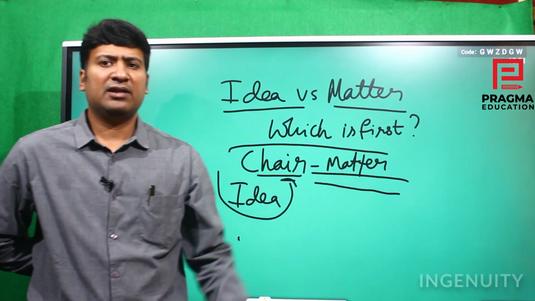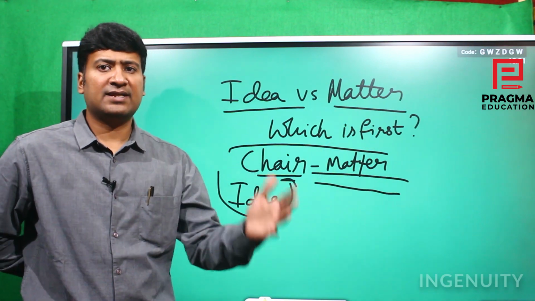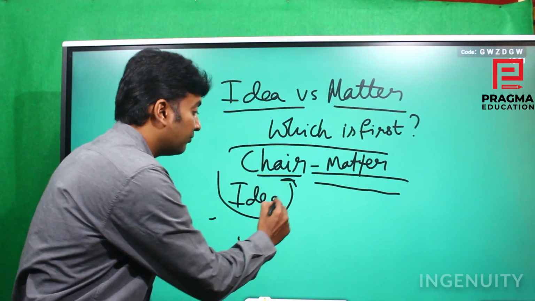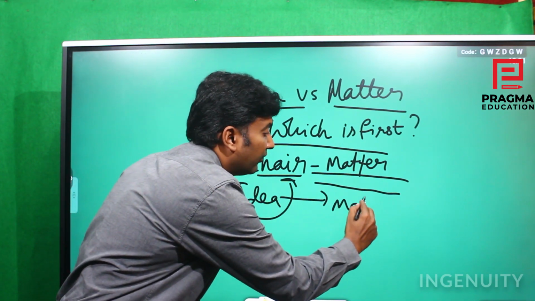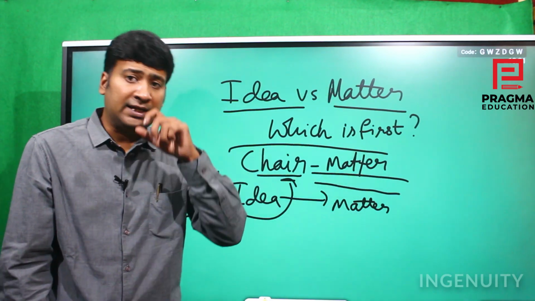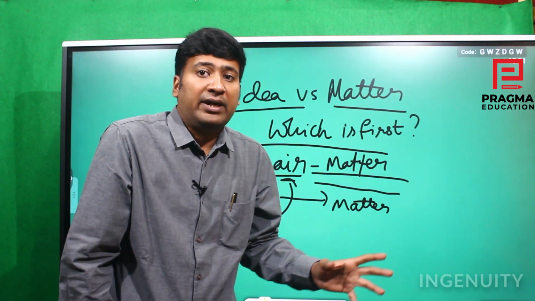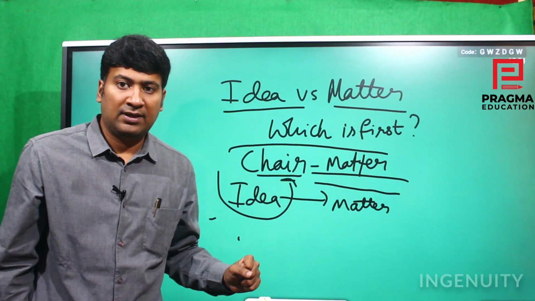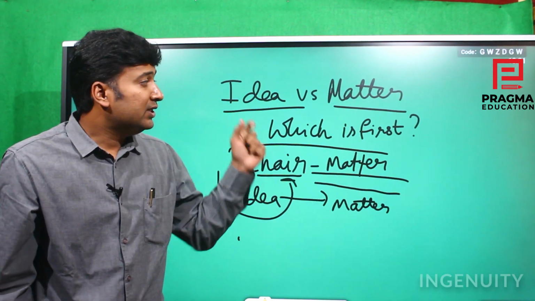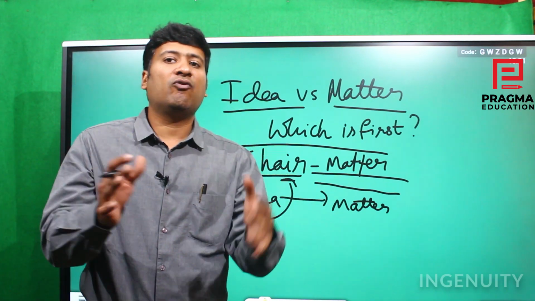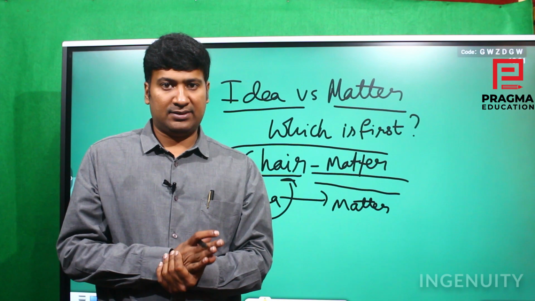They brought different materials, different shapes, sizes and everything. And an ideal chair was manufactured from this idea. So this is a very old debate. It is almost a 5000 year old debate to say which has come first. But from this debate, you get an idea of what an idea is.